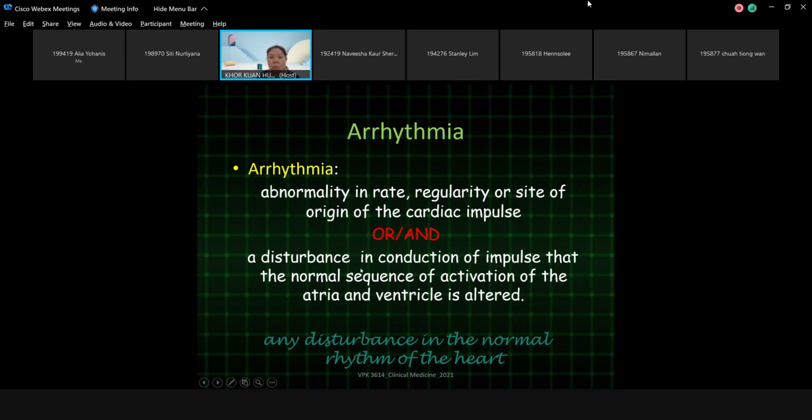Sometimes it may come together with an issue with conduction, meaning the impulse from the SA node to the AV node to your bundle of His, then left bundle, right bundle, then your Purkinje fiber. So with any of those, if you look at the PQRST, it looks weird to you. The rhythms are not correct. The complexes don't come regularly. Okay, that's what it means by arrhythmia.